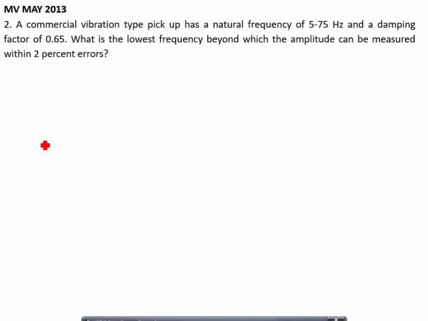Now we will solve the next problem. A commercial vibration type pickup means what? It is nothing but a vibrometer. Vibrometer is also called a vibration pickup. Okay. So for vibrometer, again we will use the same formula as we used in problem number 1, that is the seismometer formula. So first of all, let us understand what is given in this problem.